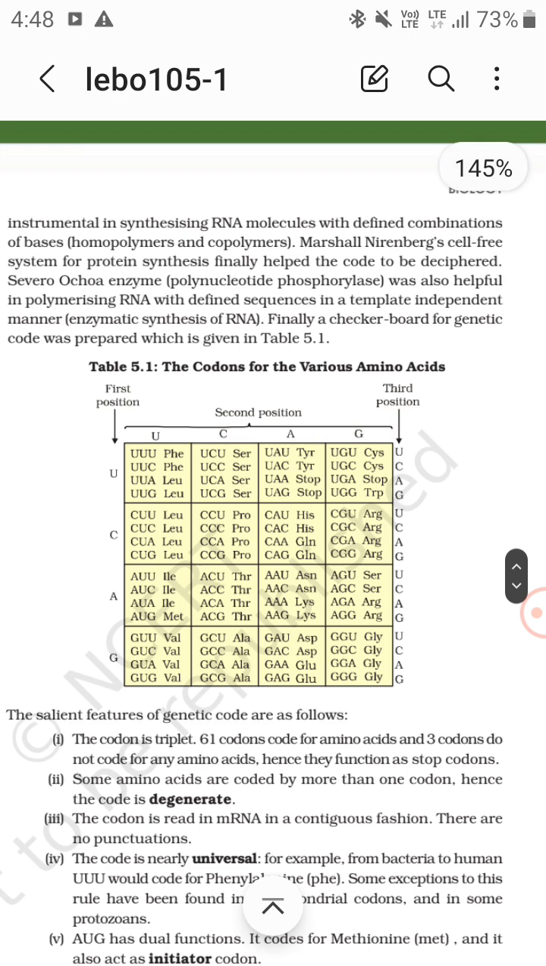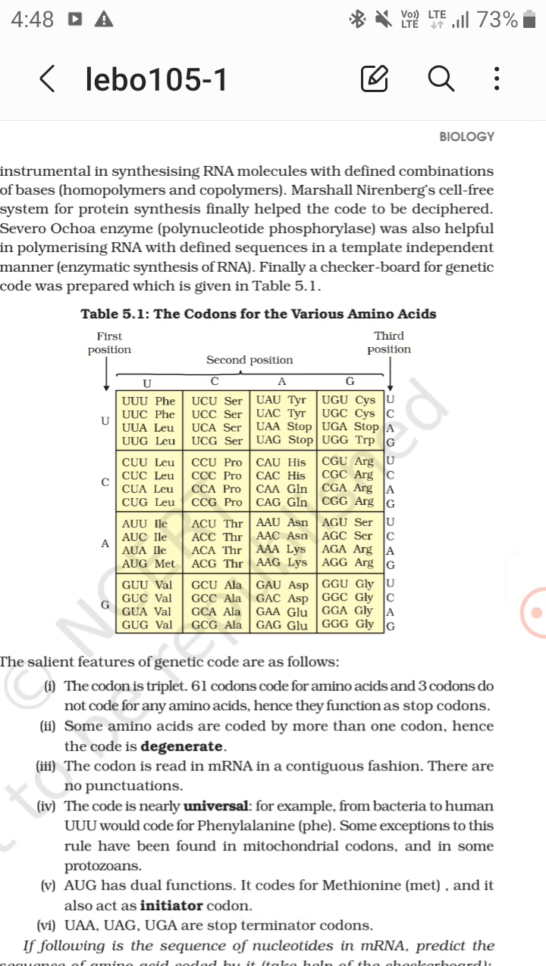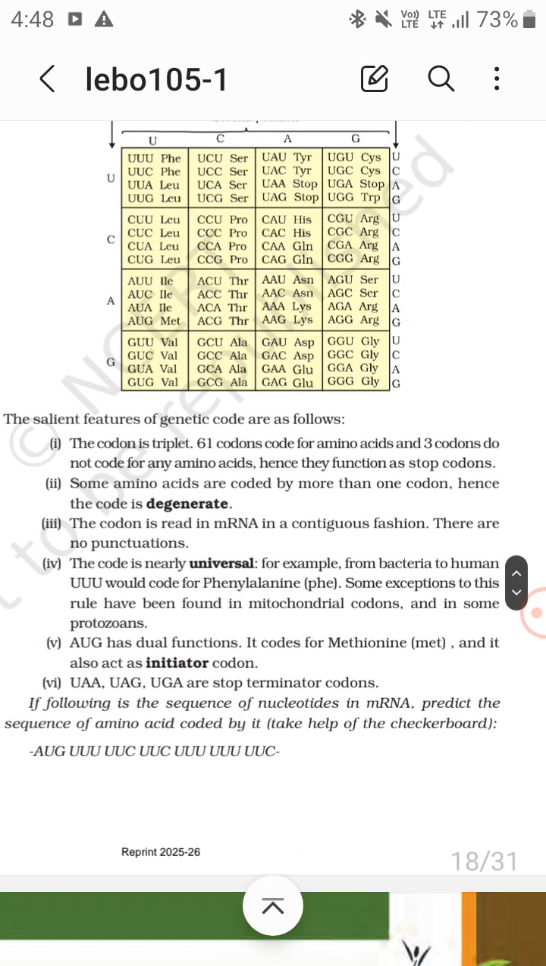Now this is the checkerboard, the codons for the various amino acids. So the salient features of the genetic code: the codon is triplet. 61 codons code for amino acids, and 3 codons do not code for any amino acids. Hence, they function as stop codons.